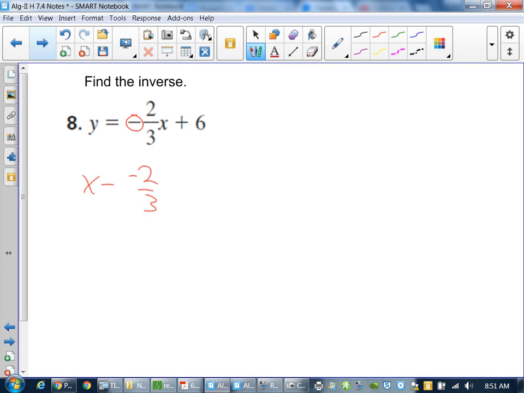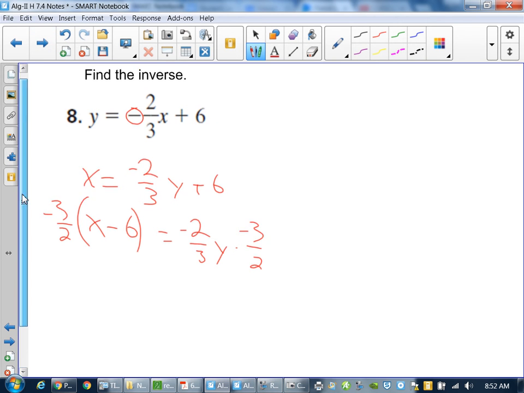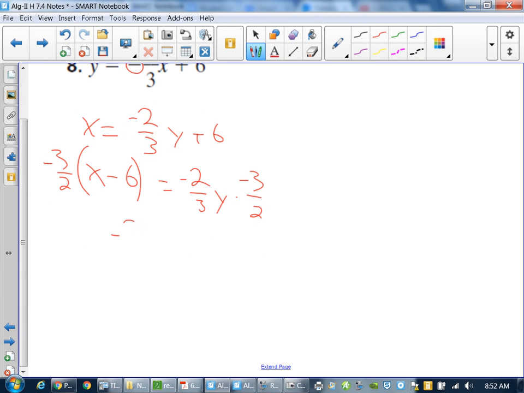So when you find the inverse of this one, subtract the 6, and then to undo multiplying by a fraction, you multiply by its reciprocal. Reciprocal of -2/3 is -3/2. Remember, we're not doing opposite reciprocals here. You guys will have a tendency to do the opposite. That's what you said in the video too. Really? Yeah. Weird. And then it's just distributing back. It's -3/2 x plus 9, and that equals y.